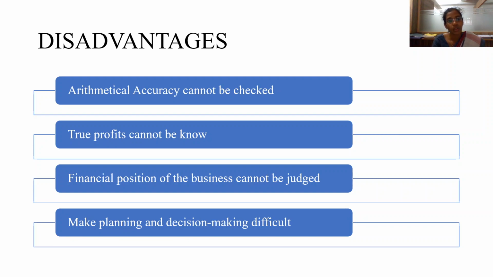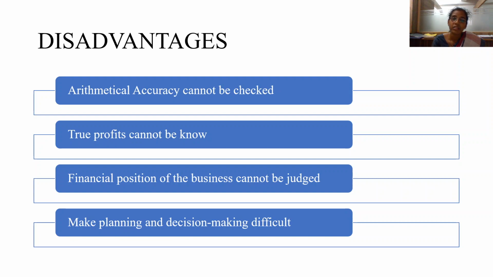Because of that, we will not be able to determine the profit, and because of that we are not able to prepare the balance sheet. Hence the profits are not known, and we are not preparing the balance sheet either. So because of that, a business cannot determine its financial position. And then planning and decision making is difficult.